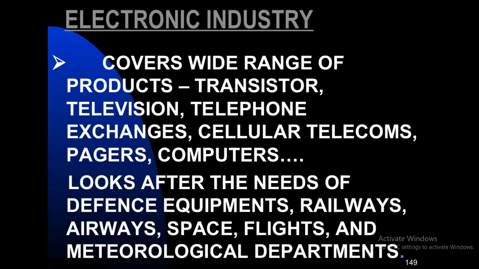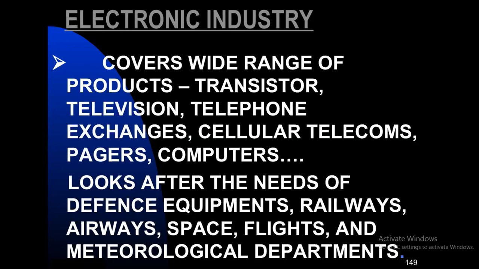Next is the electronic industry. The electronic industry covers a wide range of products like transistors, television, telephone exchanges, cellular telecoms, pagers, computers, etc. All the electronic related items come under the electronic industry. They look after the needs of defense equipment, railways, airways, space flight, and the meteorological department. That means everywhere electricity is needed.